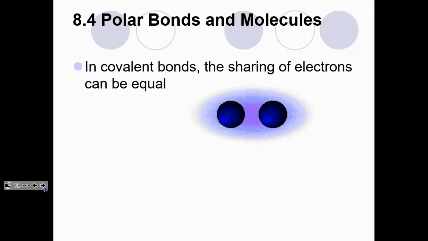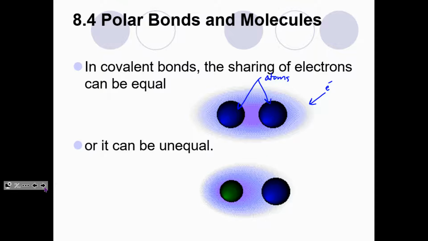So when we have covalent bonds, the sharing of electrons can be equal, and so you'll see that we have two atoms here. These are going to be represented by circular spheres. So these are going to be the atoms. And then we're going to have these electron clouds here. So these are where the electrons are going to be floating around.